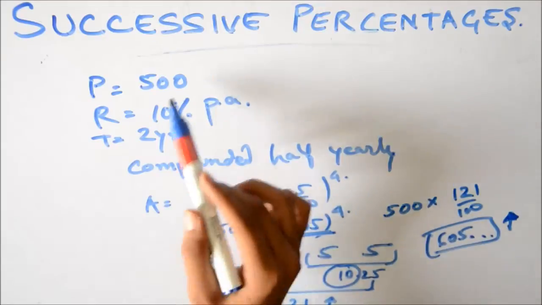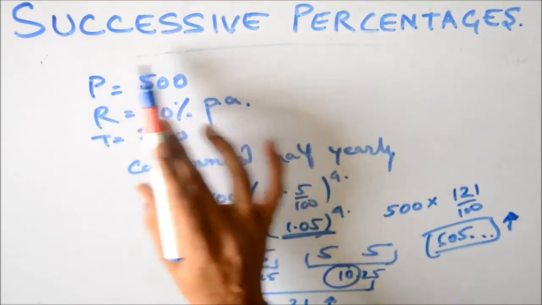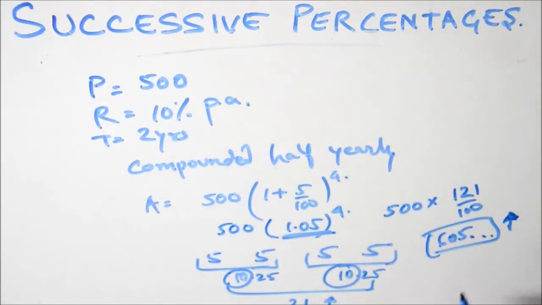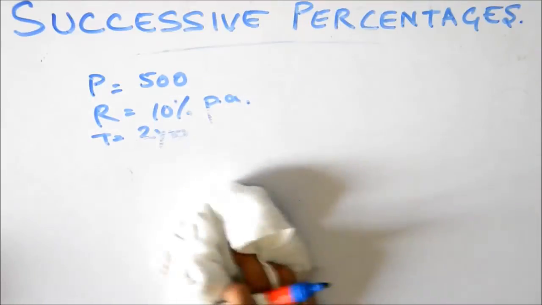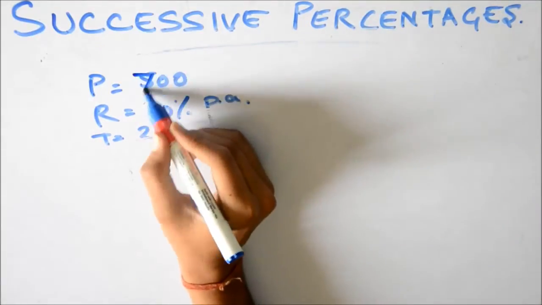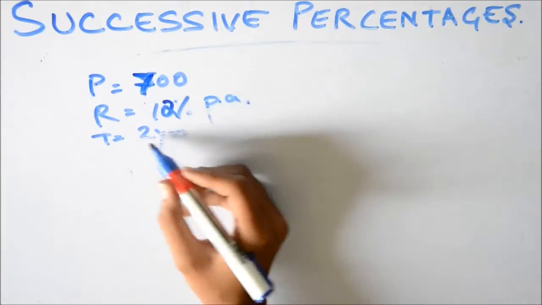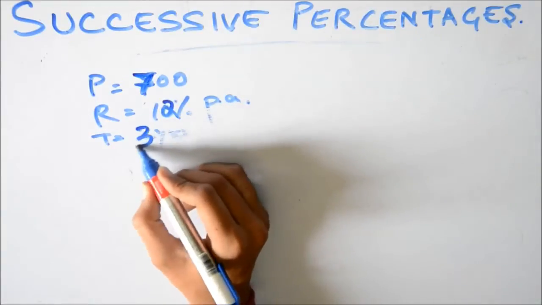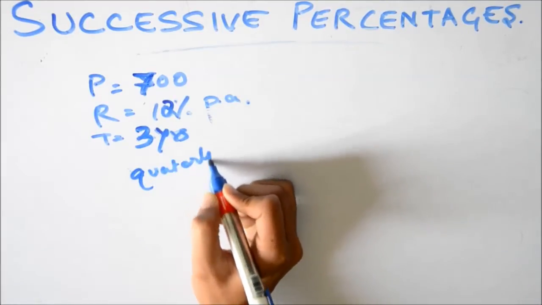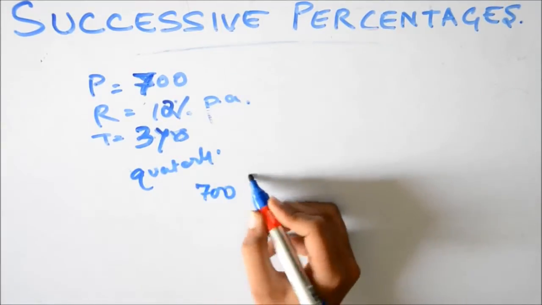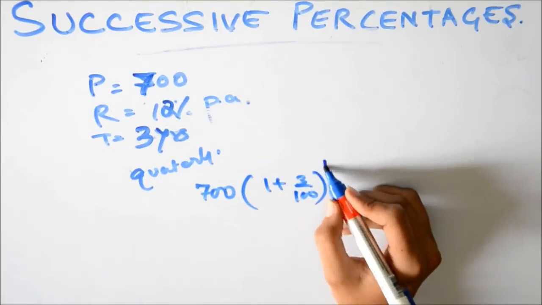So instead of calculating 1.05 into 1.05 4 times, we have used successive percentages and we have made this problem very simple, right? Suppose the same type of question. It's given it's 700, say 12% for, now this time let's increase the time. It's 3 years and compounded quarterly. So what is it? 700 into 1 plus 3 by 100 to the power 12.